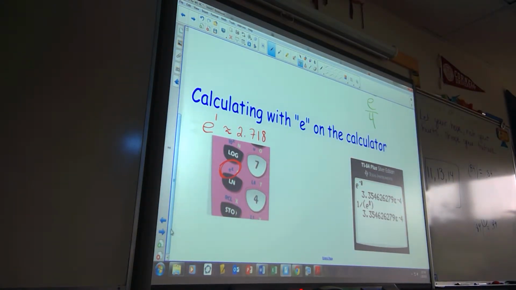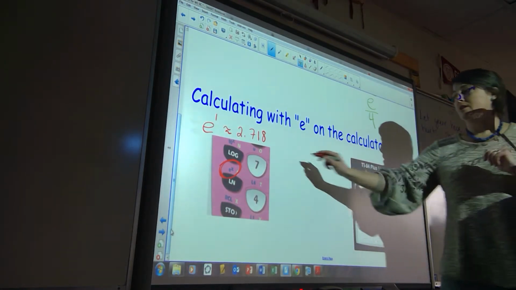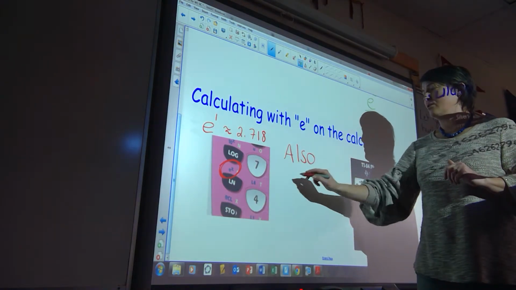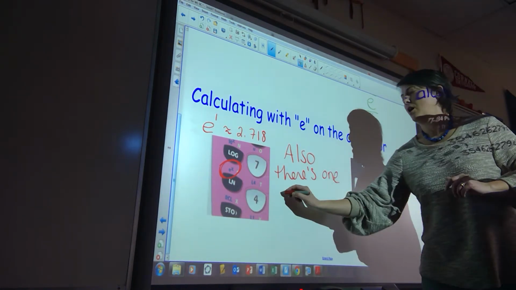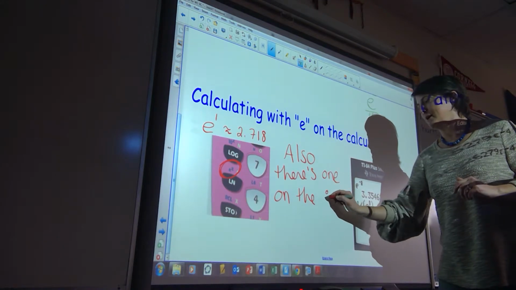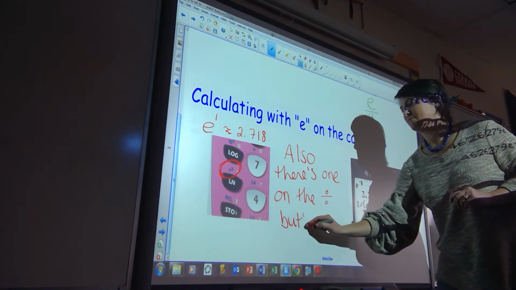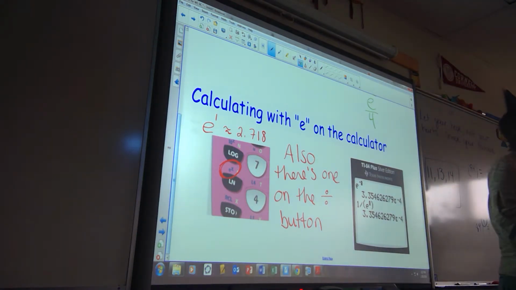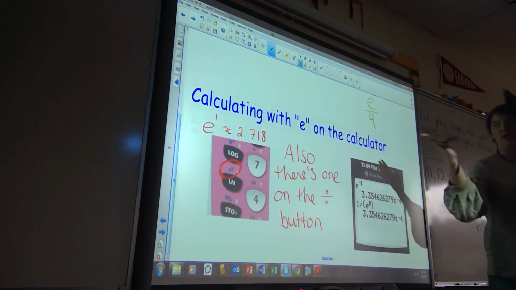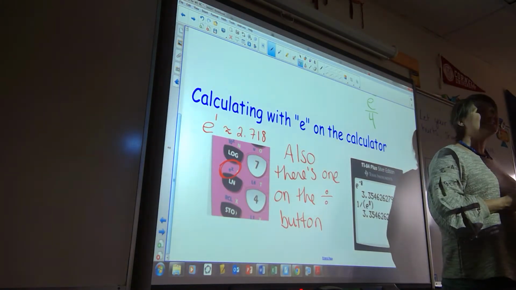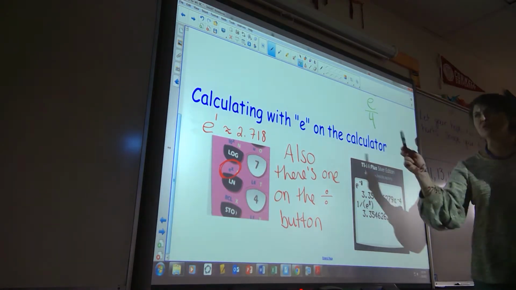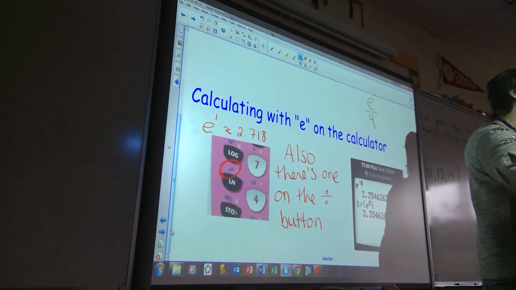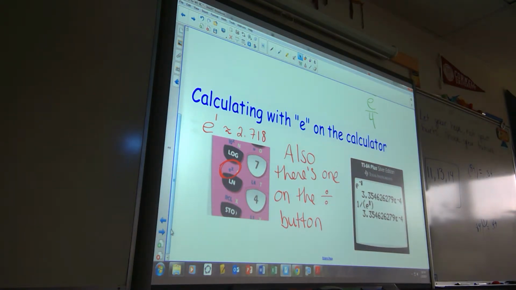If you look carefully, there's actually a lot of other e's on your calculator. And I think that there is one more. So also, there's one, I believe, on the divide sign. On the divide button. So that one also works. You can double check that by just doing e to the power of 1 and making sure it comes out. There are a couple other e's that don't work. So be aware that those are the only 2 that have the built-in value of Euler's number.